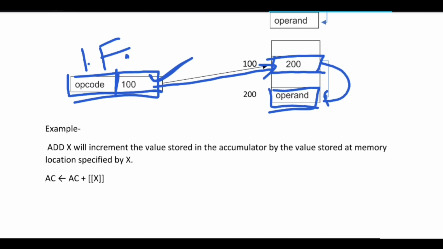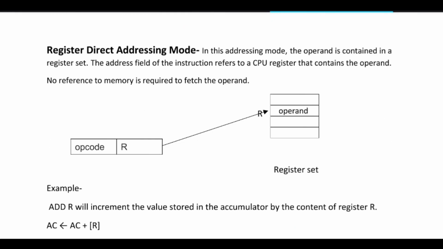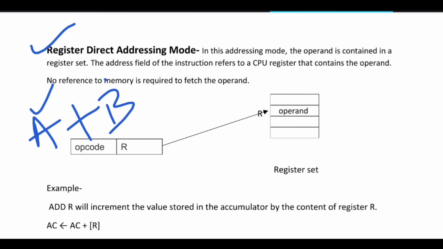Then next, move to register direct addressing mode. Before we discussed direct addressing mode, and this is similar to the direct addressing mode. Register direct addressing means, okay, we take the example a plus b. a is a memory location and b is a memory location. Like that, in register direct addressing, if I'm writing a plus b, then a is a register and b is a register. Okay, it's simple.